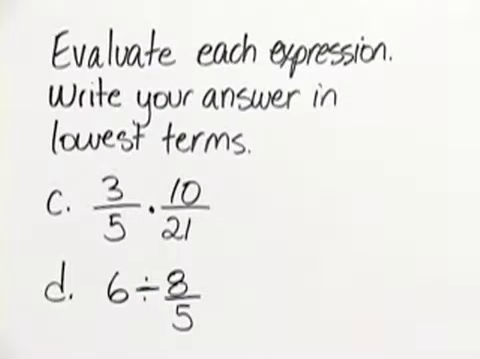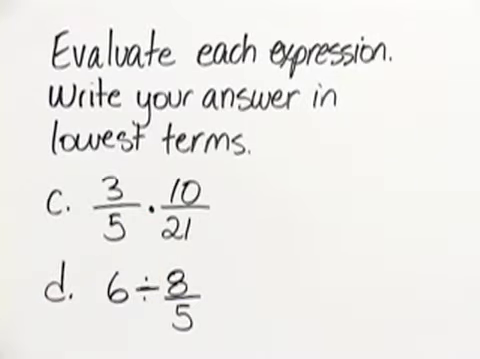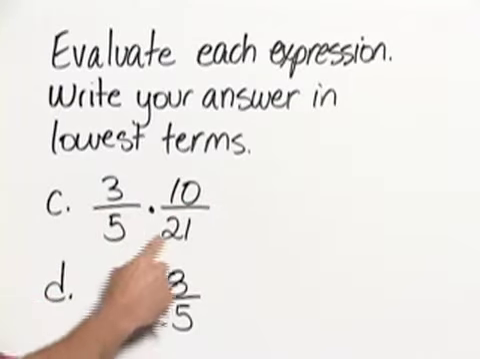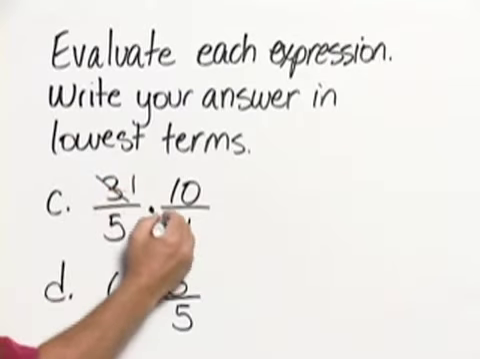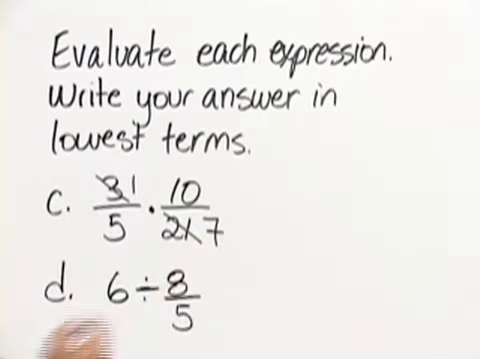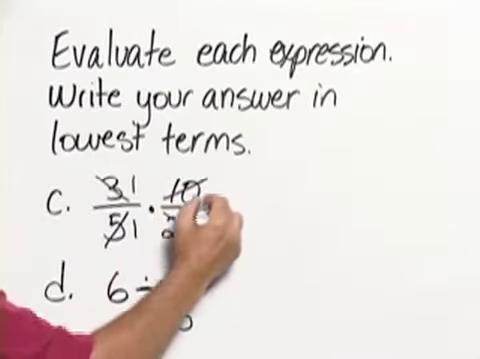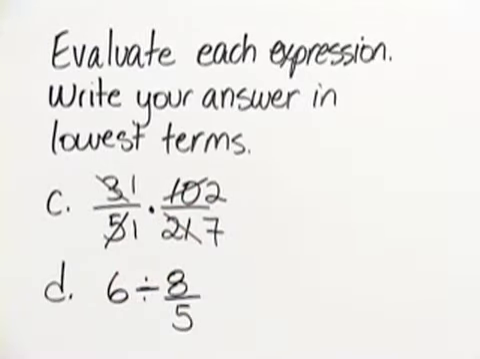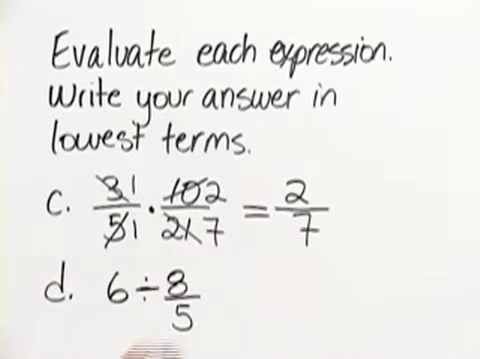For part C, we have 3/5 times 10/21. Now remember, when we are multiplying, we look to see if we can cancel any of the numbers that are in the numerator with any of the numbers that are in the denominator. For example, 3 will divide into itself once, and 3 will divide into 21 7 times. 5 will divide into itself once, and it will divide into 10 2 times. You can see by doing so, it makes the multiplication easier. 1 times 2 is 2. 1 times 7 is 7, and our answer then, in lowest terms, is 2/7.